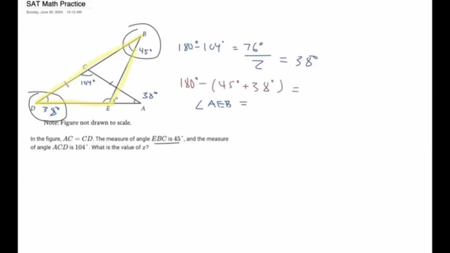And this last value, let's do some quick maths. I think that is 97 degrees. Okay, so angle E is 97 degrees. All right, so as we said before, now we can use supplementary angles.